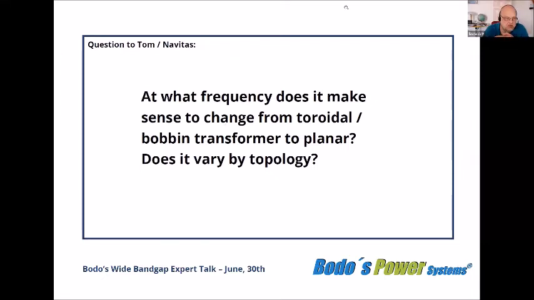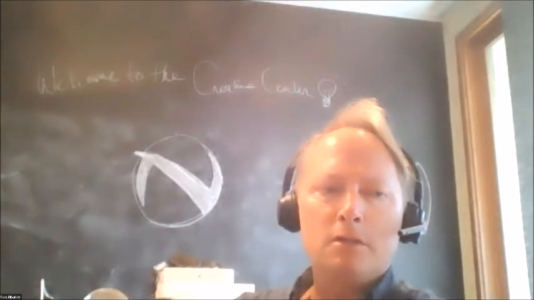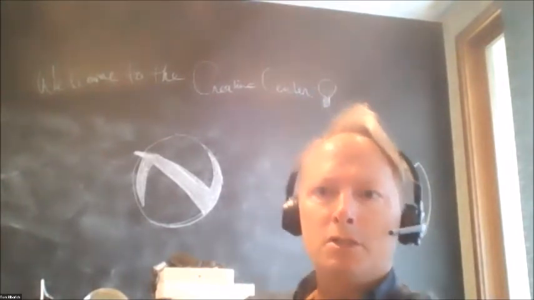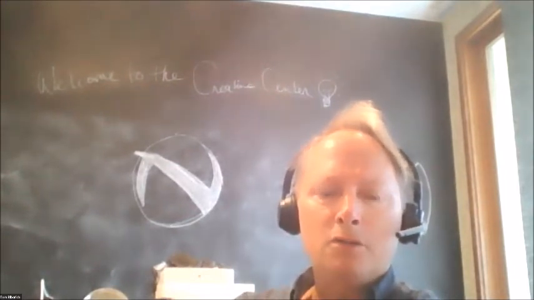Thank you, Alex. There is a question to Tom from Navitas. At what frequency does it make sense to change from a toroidal or bobbin transformer to a planar? Does it vary by topology? Very good question. From our experience, the main topologies we deal with using planar at the moment are QR flyback and also LLC. And I would say you can already move to planar when you reach upwards of 150 kilohertz. I've already seen some designs where you can switch to planar. It's not a hard threshold. There's always kind of a range there.